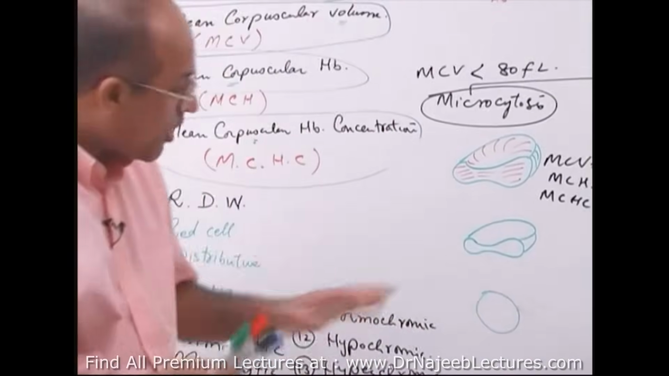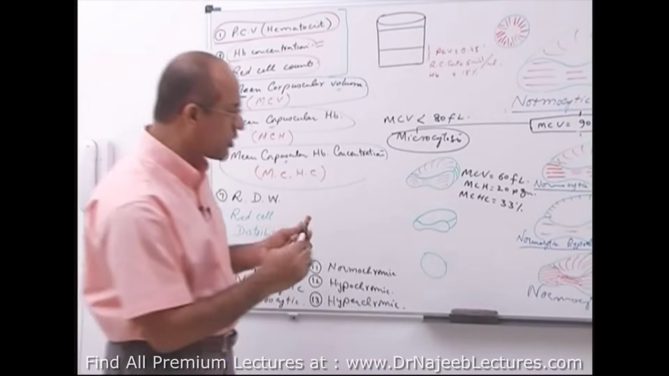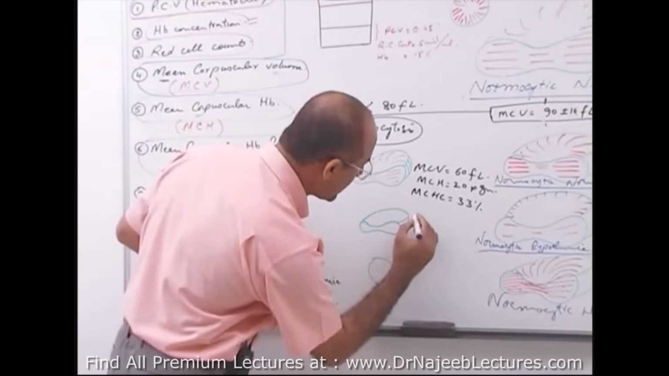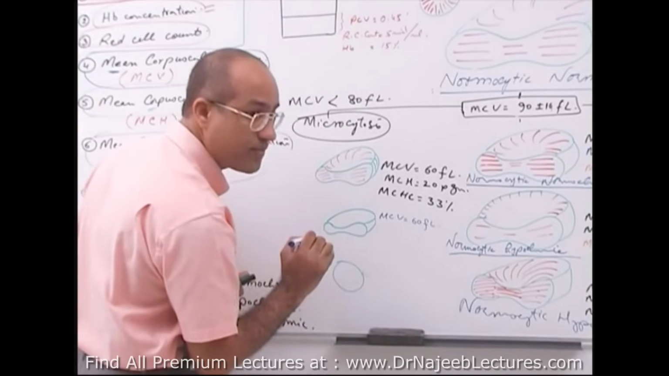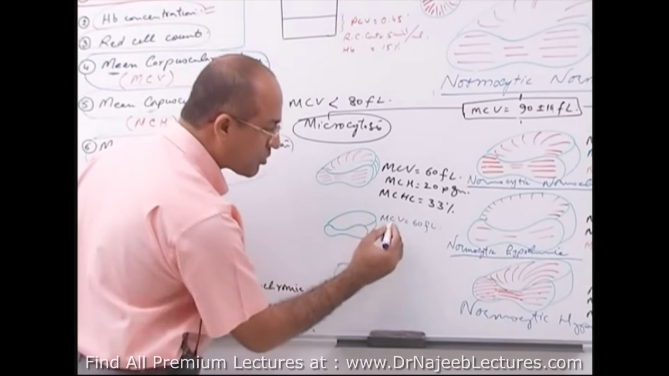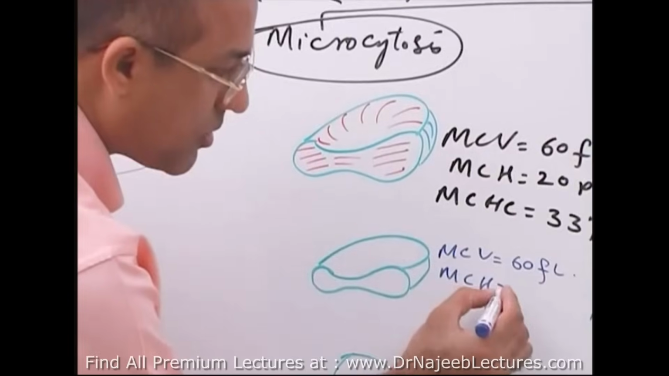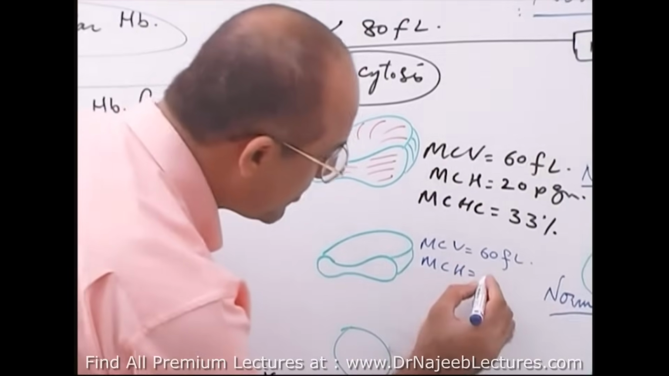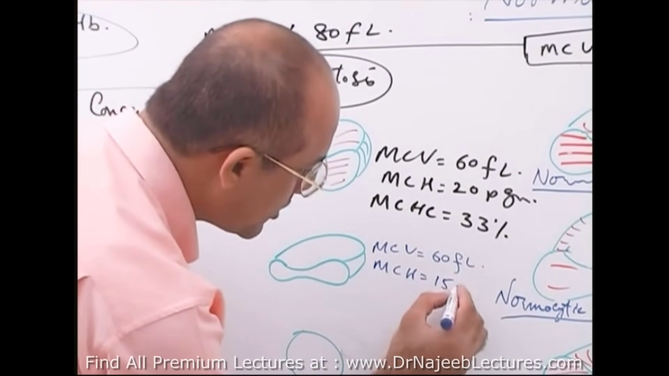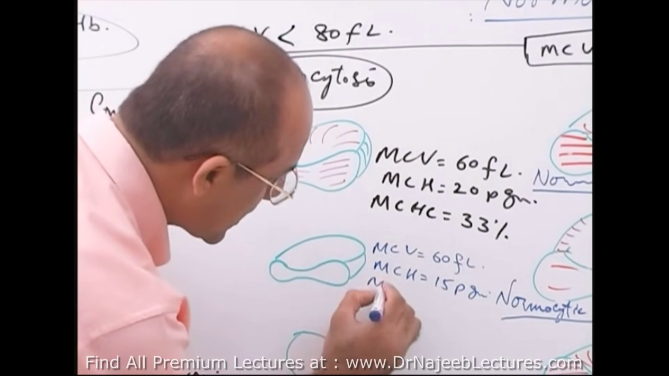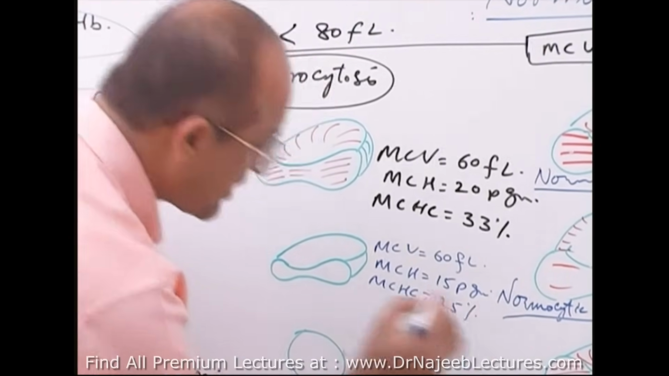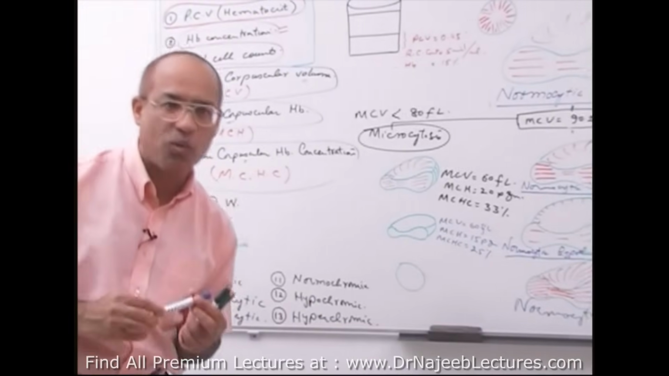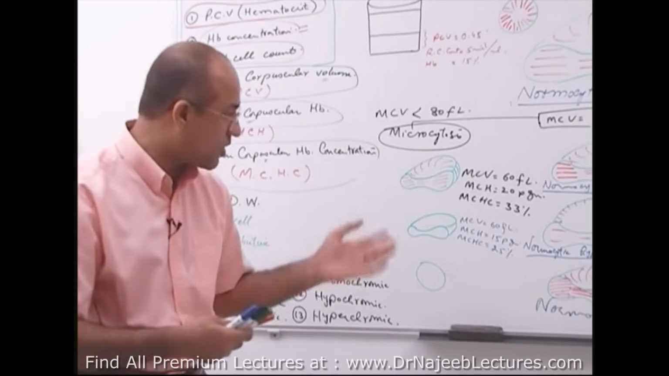Okay. Now this is another microcyte, because here mean corpuscular volume is again 60 femtoliter. Mean corpuscular hemoglobin here is 15 picogram. Mean corpuscular hemoglobin concentration is 25%. Is it under hemoglobinized or over? Under hemoglobinized.